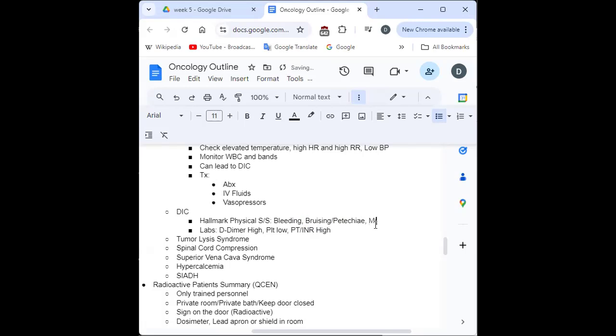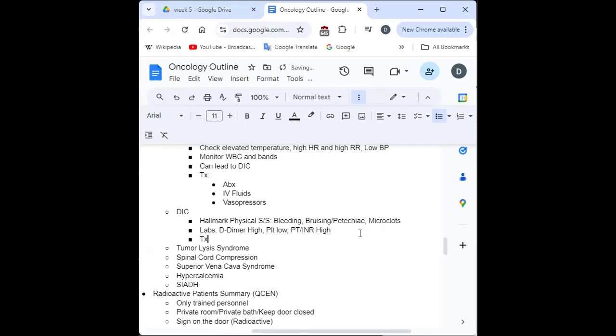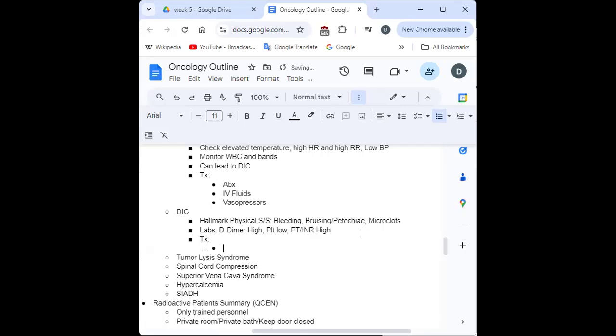Let's see, what I was looking for here was microclot. So your body's using up all your clotting factors, meaning it's actually making clots. They're tiny little baby clots, which is why one of your treatments for DIC could be a heparin drip.